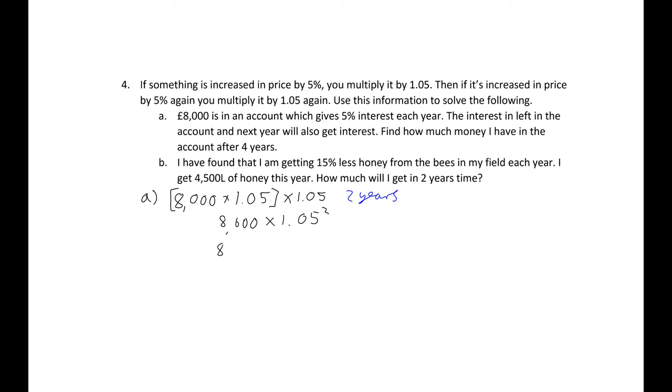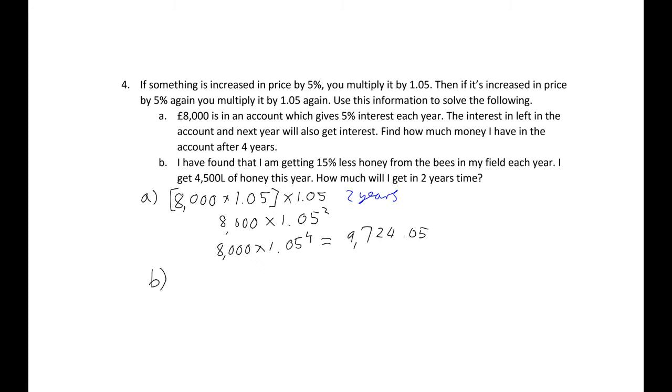So if it's just times 1.05 after 1 year, it's times 1.05 squared after 2 years, then it is 8,000 times 1.05 to the 4 after 4 years. Okay? This is why compound interest is a bit more complicated. But this is realistically what banks use. And that equals £9,724 and 5 pence.